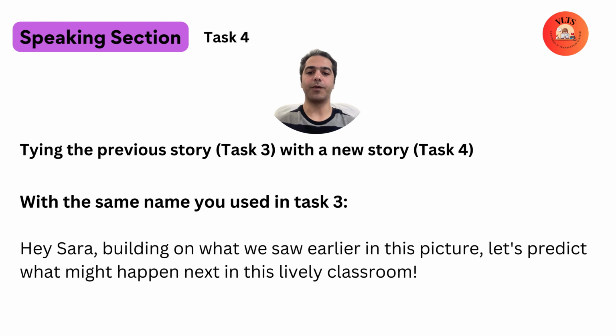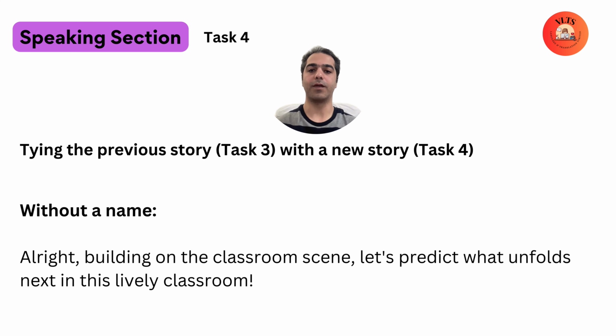Now you need to start your prediction with an introduction that makes a connection with the previous story in Task 3. It should be concise and clear. I suggest this: you can start with the same name that you used in Task 3. For example, hey Sarah, building on what we saw earlier in this picture, let's predict what might happen in this lively classroom. Or you can say it without a name. For example, all right, building on the classroom scene, let's predict what unfolds next in this lively classroom.